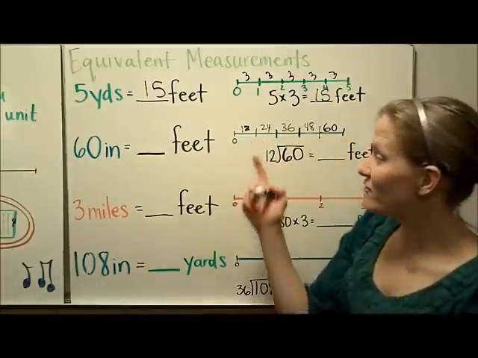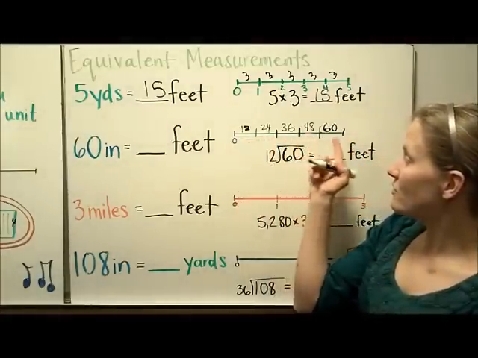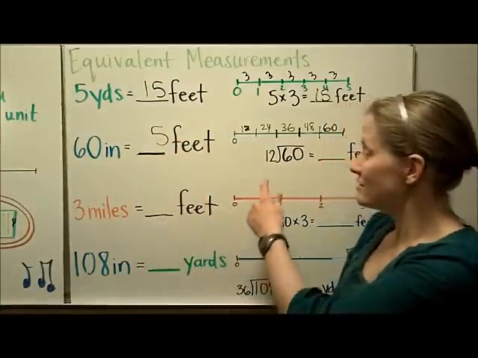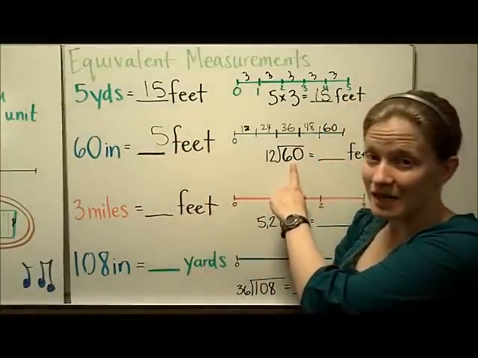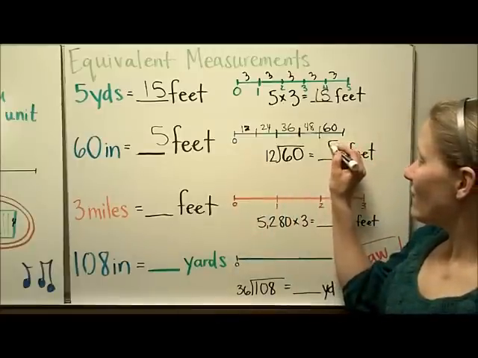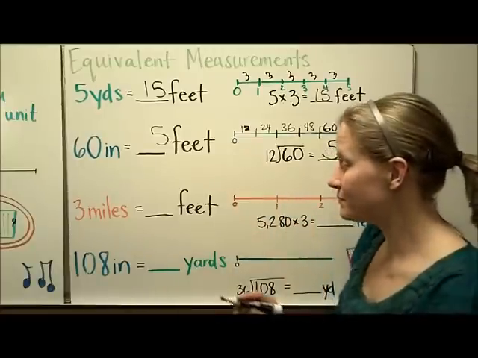So then I can count the number of feet. 1, 2, 3, 4, 5. There are 5 feet. And the problem that I was really doing to solve that was to take my 60 inches and divide it by the 12 inches in each foot and get 5 feet as my total.